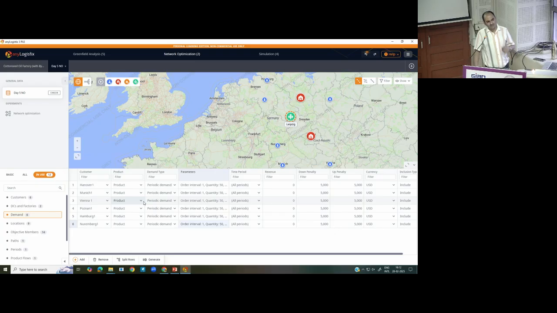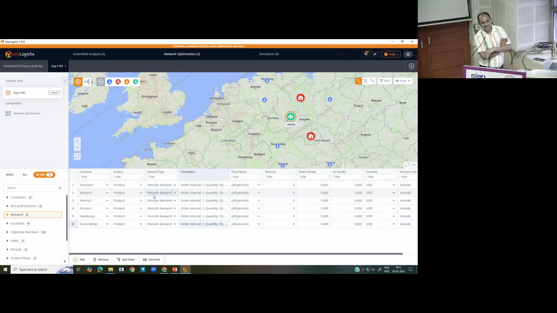Aman is saying that if delivery is delayed, that's why this penalty is given. How does it apply? Suppose your delivery is delayed, then which penalty will apply? Down penalty or up penalty? Down penalty, because your delivery is delayed. What about up penalty? When you deliver the products well in advance, early, then you will get penalized. So basically that is the use of up penalty and down penalty.